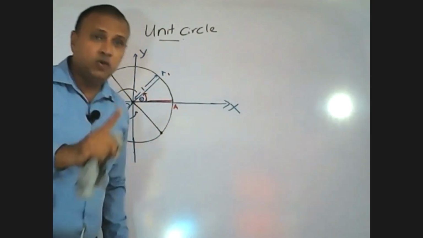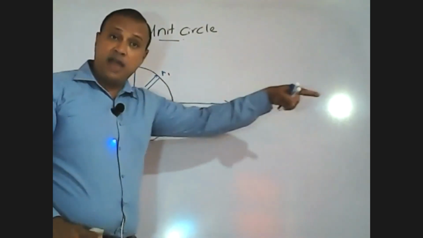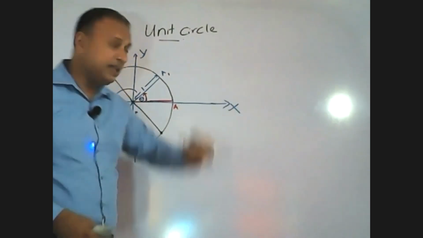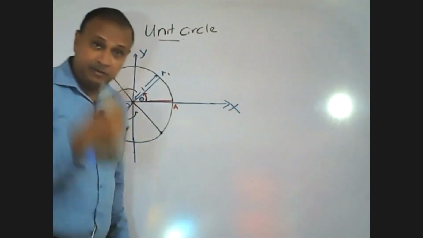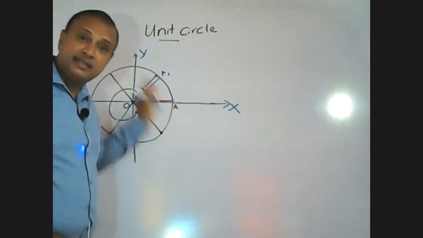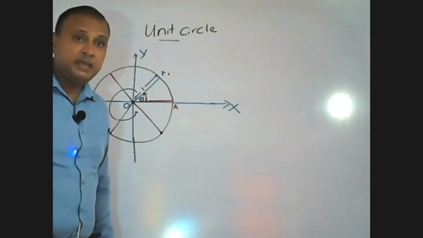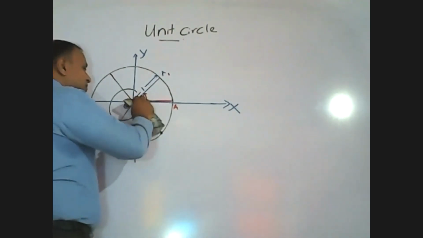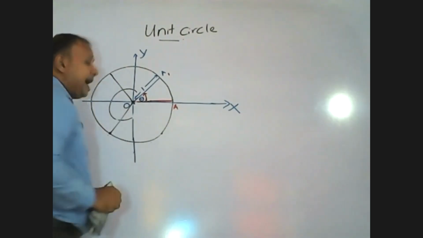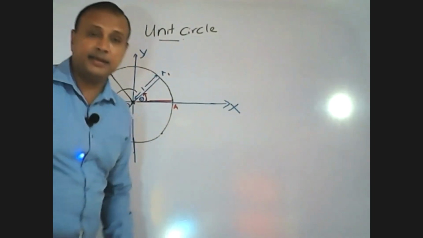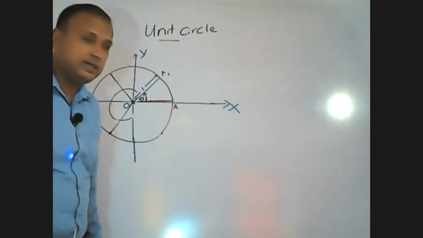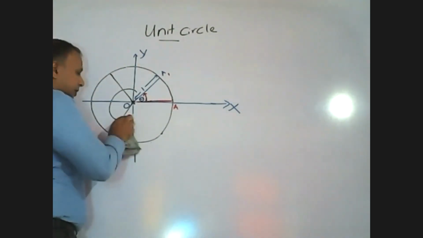That's why I use a circle to define trigonometric ratios. I will explain how to define trigonometric ratios, but that is the reason of using a circle: because I can create any angle using a circle.